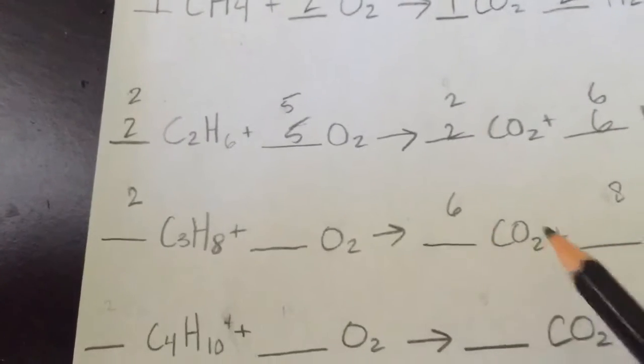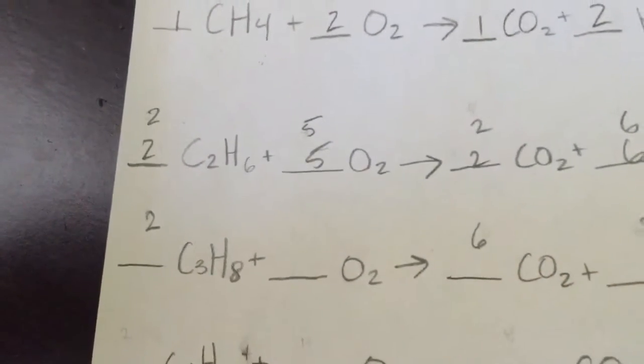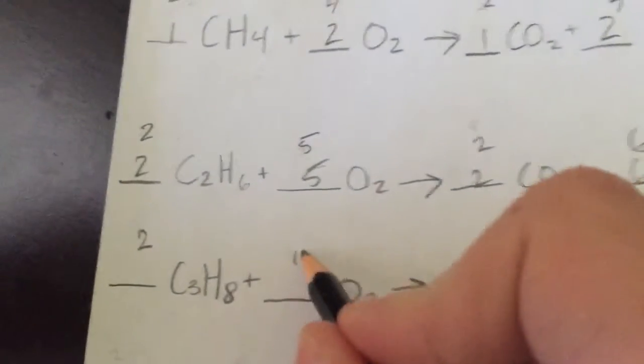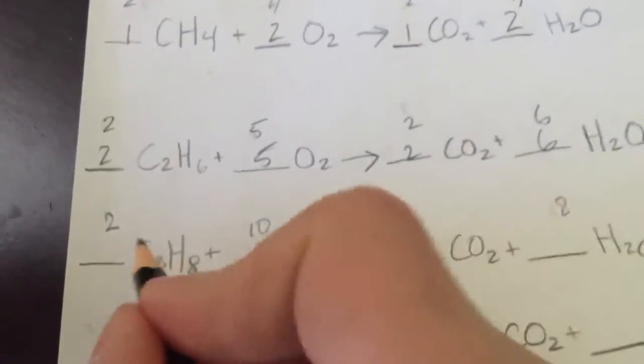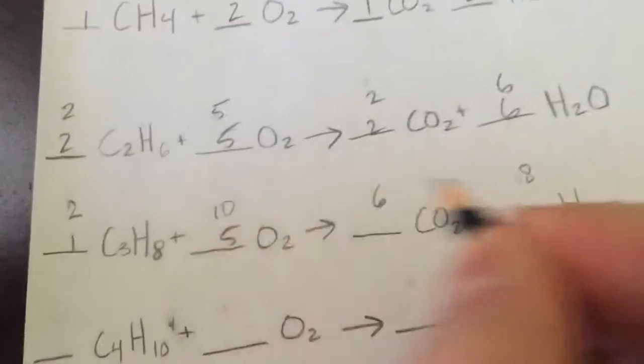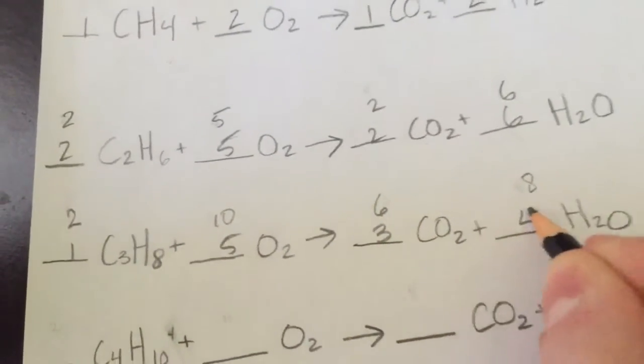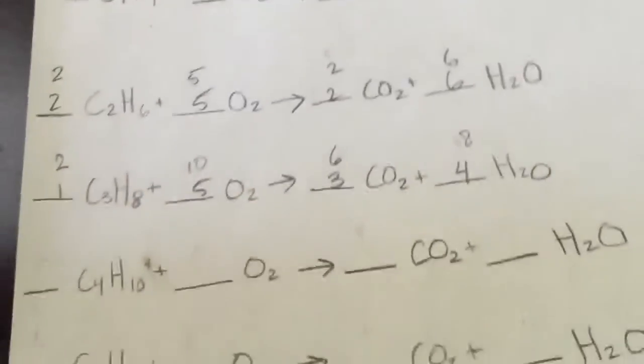Count the oxygens on the product side. You have 12 and 8, 20. You're going to put a 10 here, and then you look at them. You can reduce. So you're going to put a 1, 5, 3, 4. Works very well.